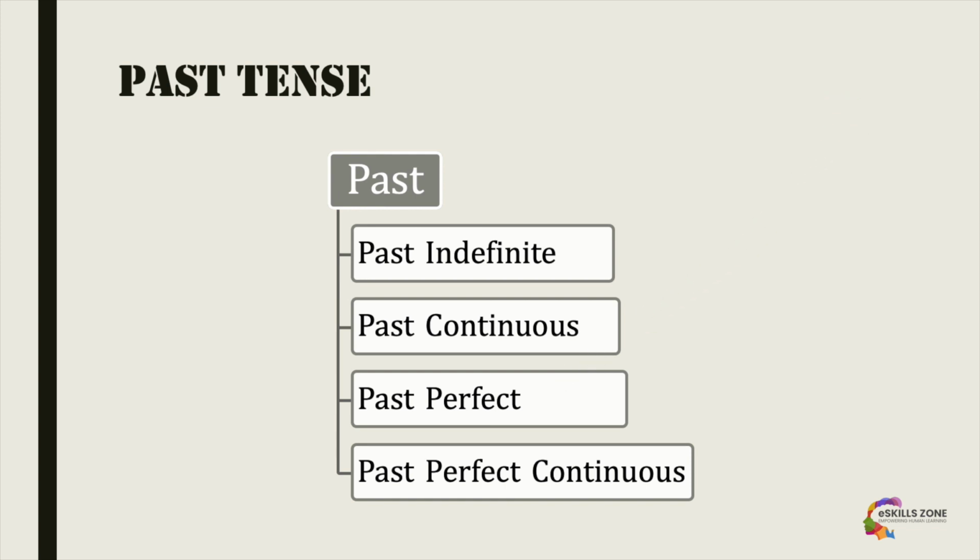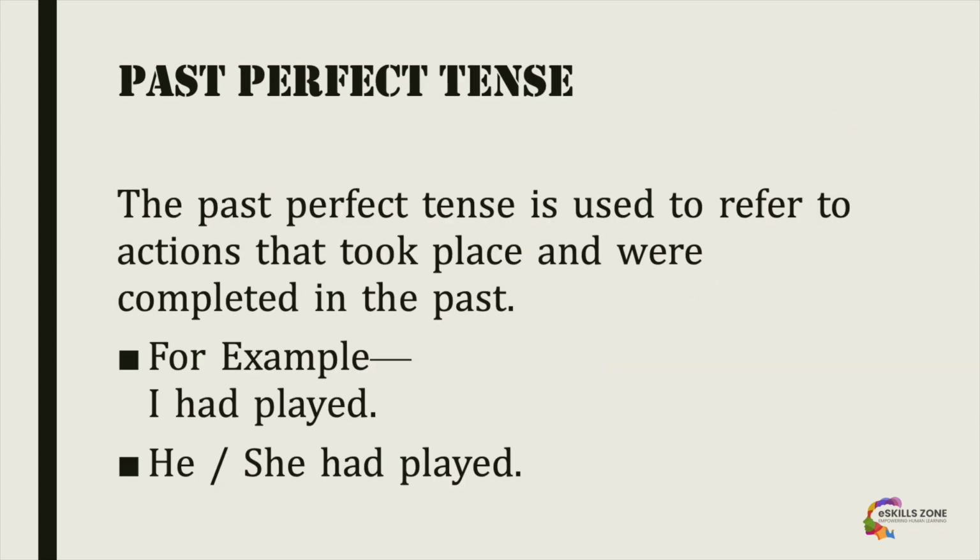Let's have a definition of past perfect tense. The past perfect tense is used to refer to actions that took place and were completed in the past. There is one helping verb in past perfect tense, which is had. H as in Harry, A as in alpha, D as in delta. Had. In past perfect tense, we use third form of the verb.